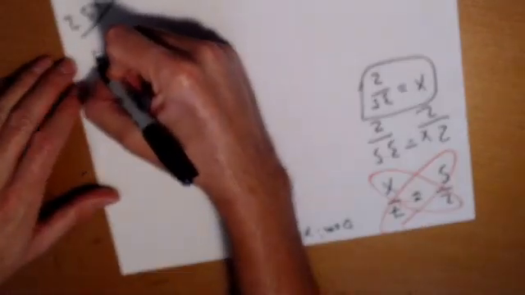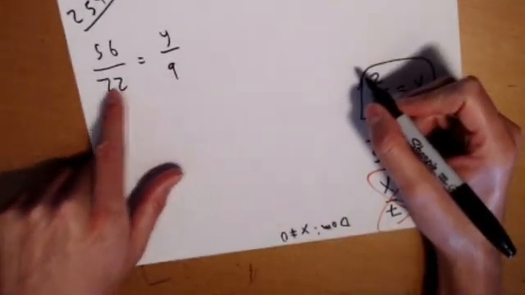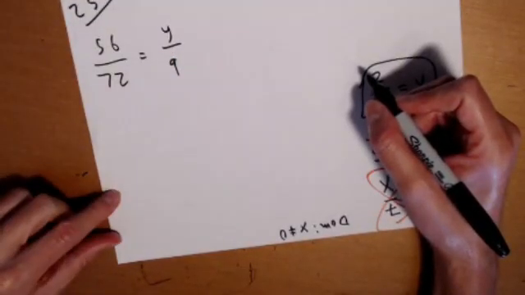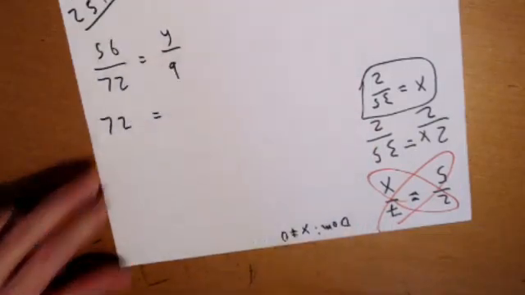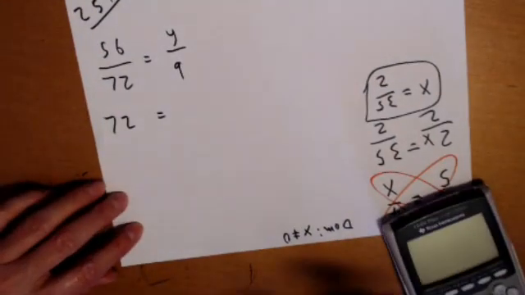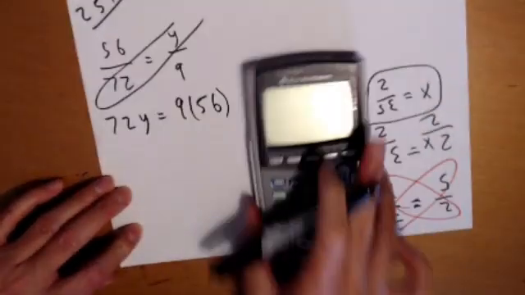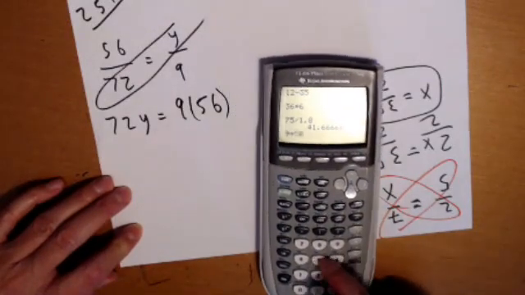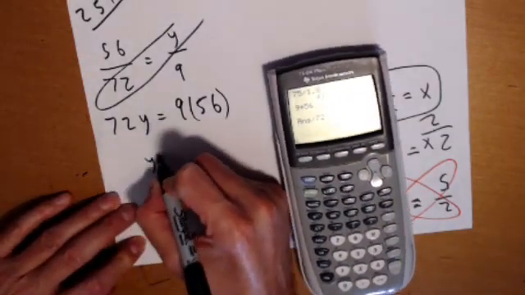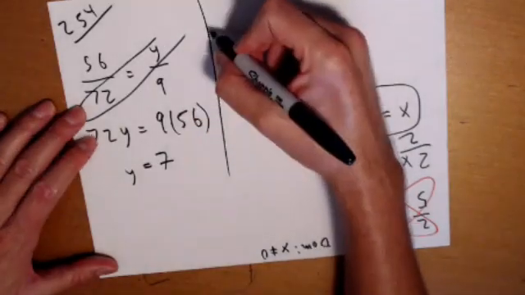So 254, we have 56 over 72 equals y over 9. There's no variable in the denominator, so we don't have to worry about the denominator. And we could just cross multiply. If you have a calculator, that's probably easier. So let me just use my calculator. I might want to reduce 56 over 72. That's another approach, but I'm just being super lazy. So 72y, that's this diagonal, equals 9 times 56. On my calculator, 9 times 56 is 504, divided by 72 is 7. Y is 7.